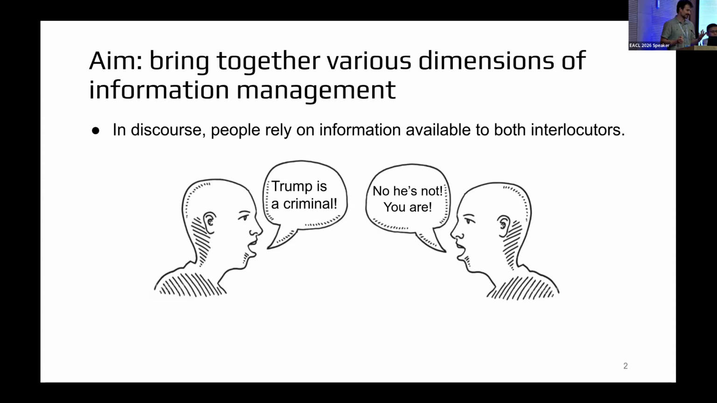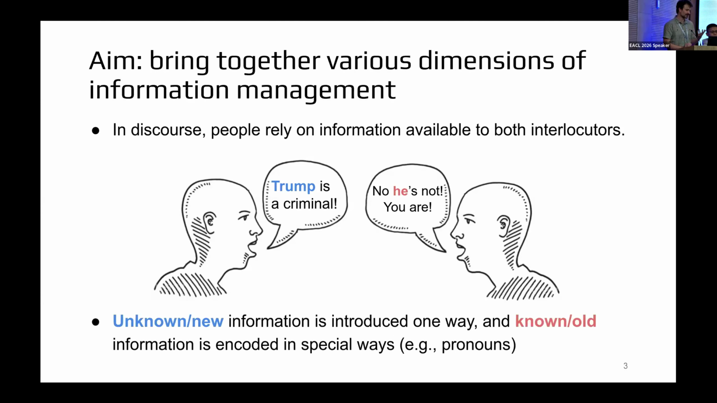Trump is an entity that's introduced to the discourse, and the pronoun he that the other person uses refers to Trump, and therefore is seen as old. And so here you can already see that language makes use of different kinds of words, kinds of constructions to talk about new, unknown items, and known or old items.